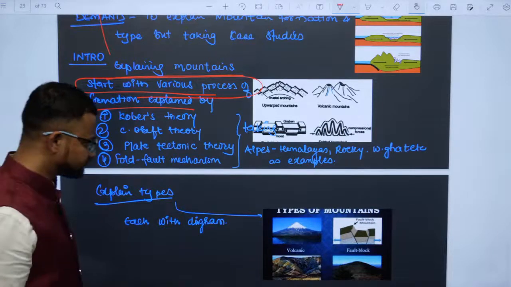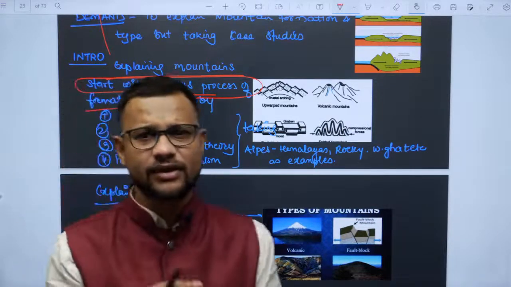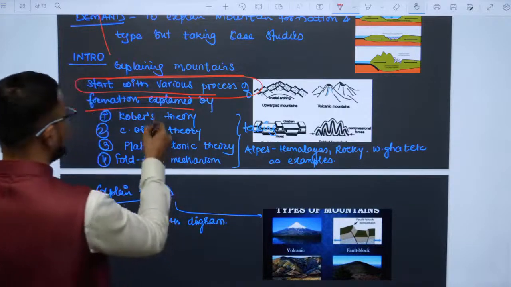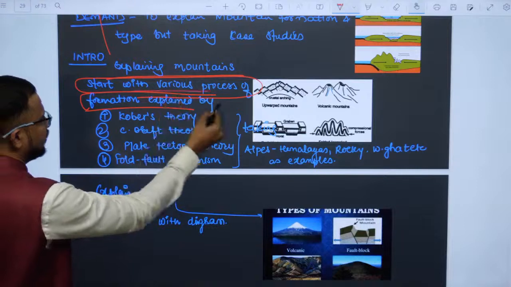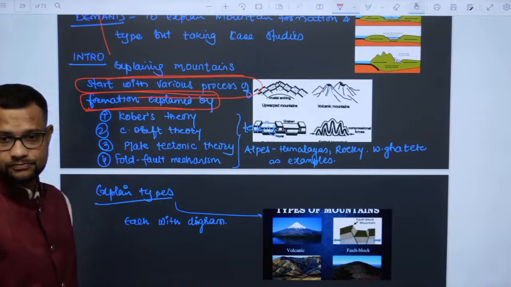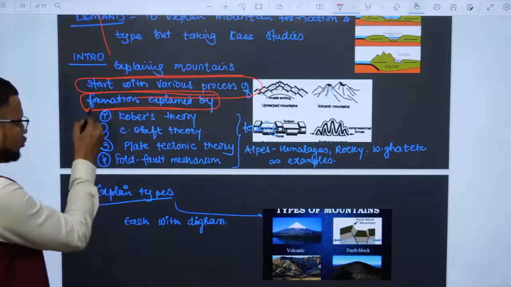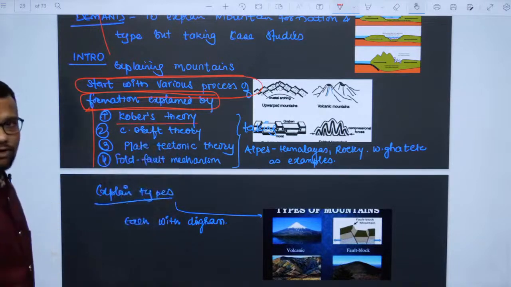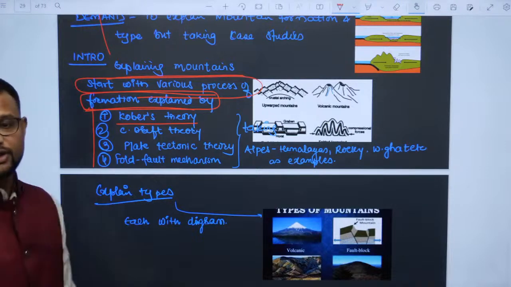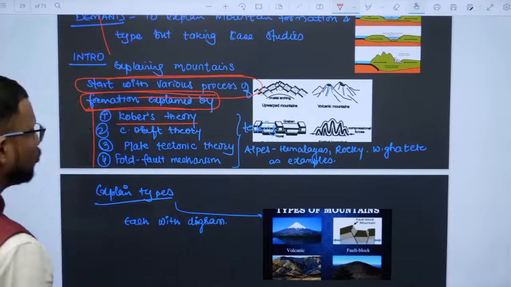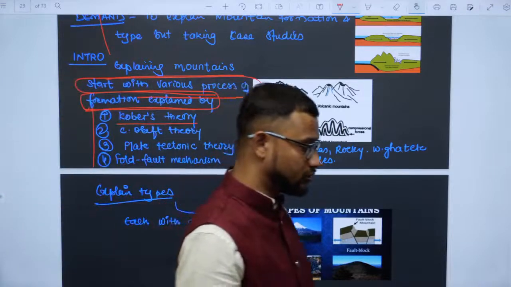That mountains, their nature, or any physical or other significance of it, and then in the main body write about the process of formation. And when you write the formation process, you have to mention Kober's theory of mountain formation, plate tectonic theory of mountain formation, continental drift theory, and then yes, fold and fault mechanism of mountain formation.